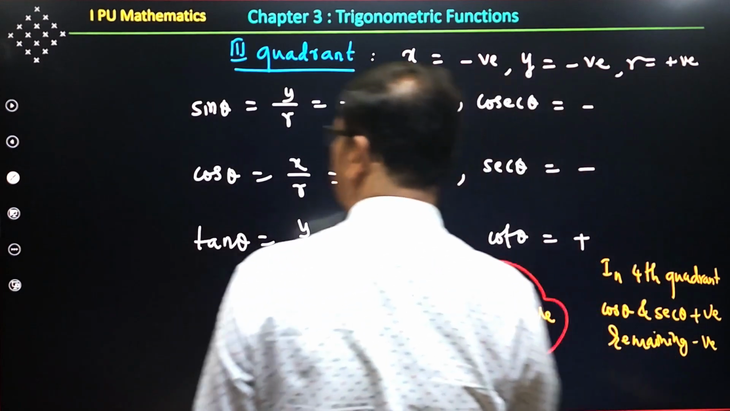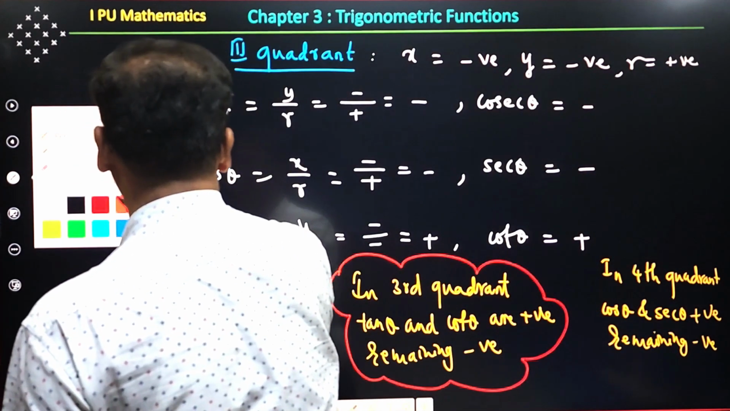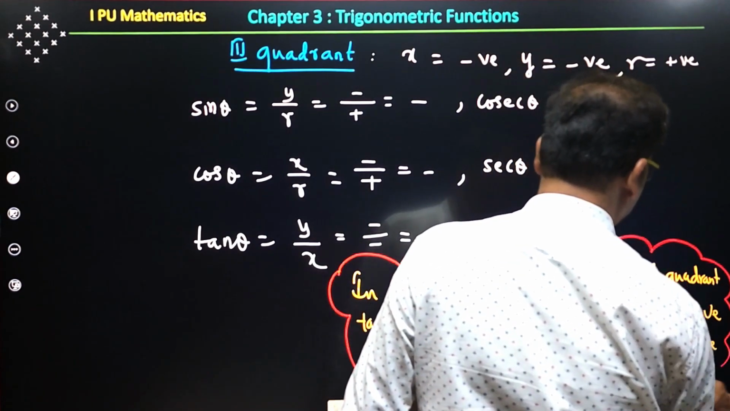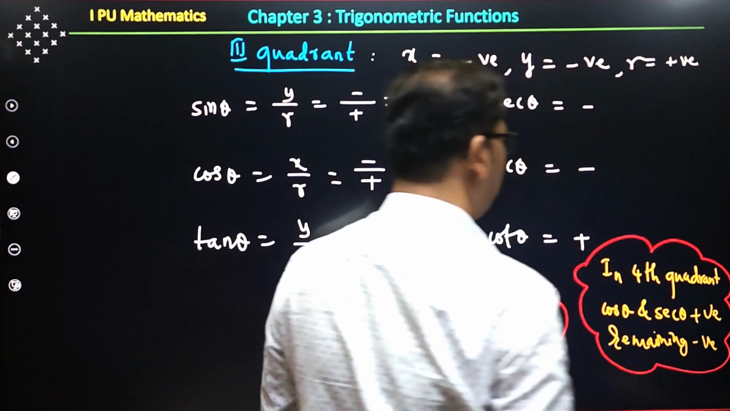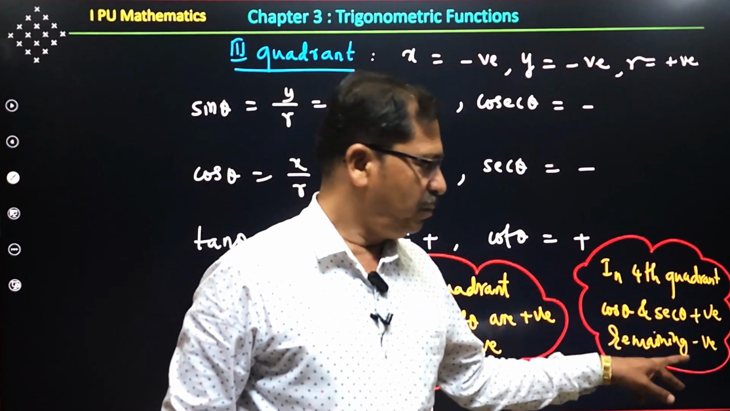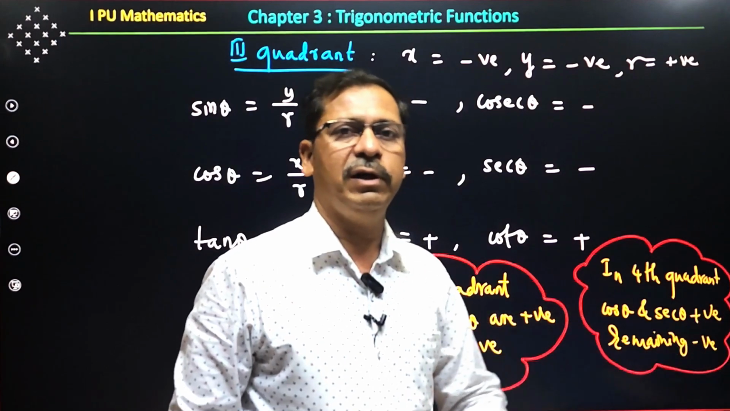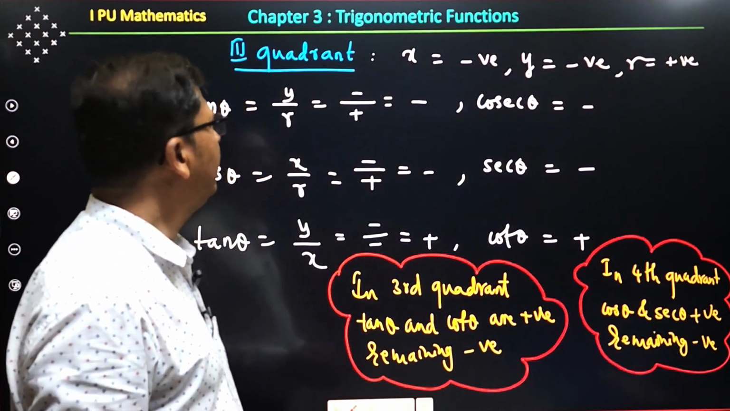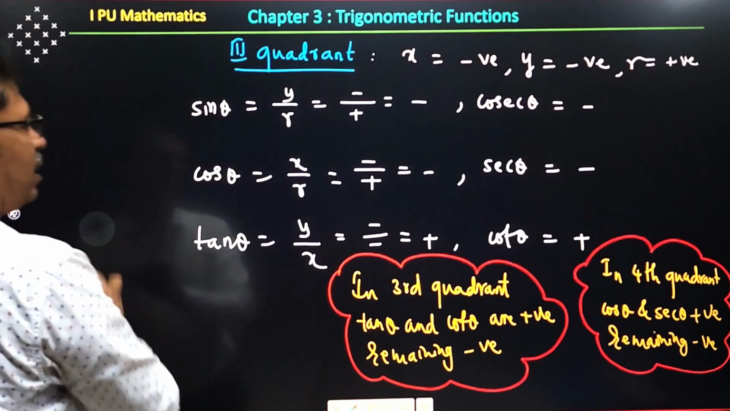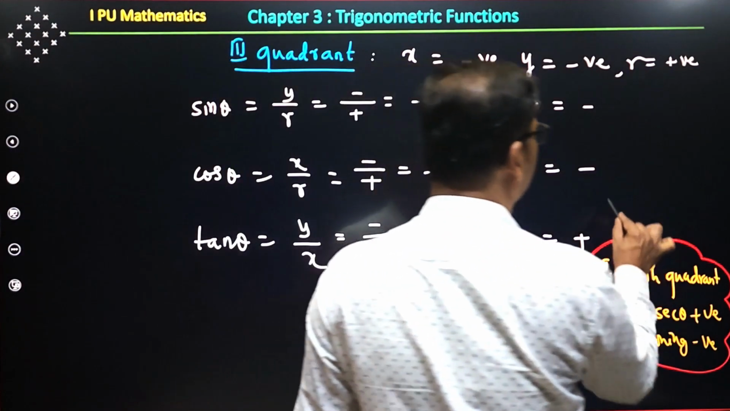So this is the scenario as far as the fourth quadrant is concerned. Please remember this one. In the fourth quadrant, cos theta and sec theta are positive, remaining are negative. So this is the idea regarding the sign convention in the fourth quadrant.